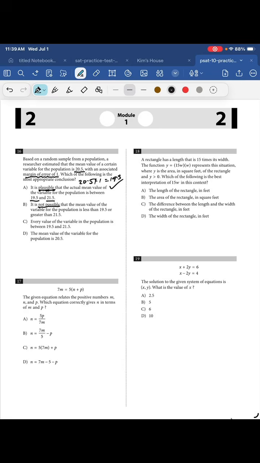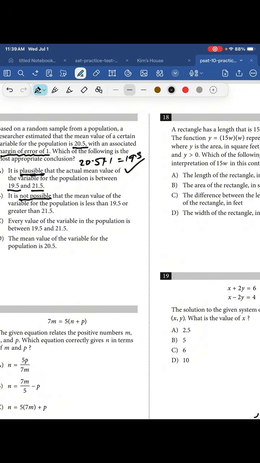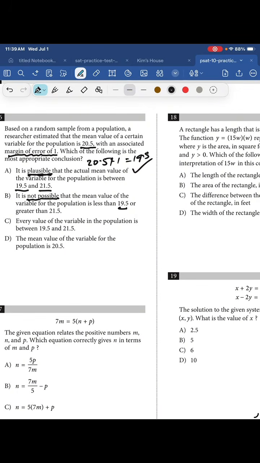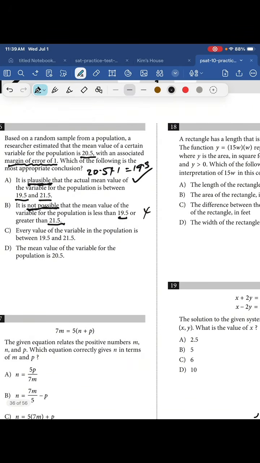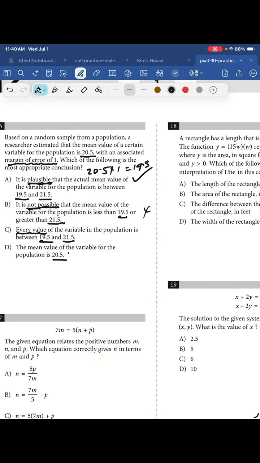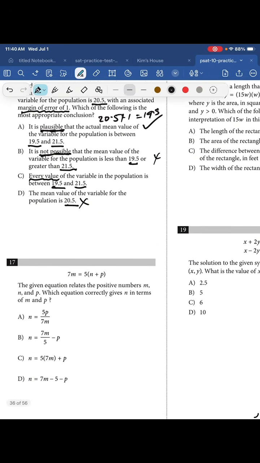But this one says it is not possible that the mean value of the variable for the population is less than 19.5 or greater than 21.5, which is almost interpreted just like A, but because of "is not possible," that's too strong, so ignore that. Then the other one says every value of the variable, every value, no. Because the question says a certain variable, and this one says every value, so forget about that. The other one says the mean value of the variable for the population is 20.5, no, okay? So definitely. So let's look at the next one.